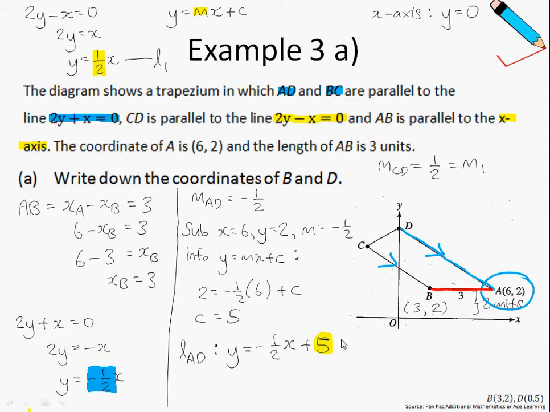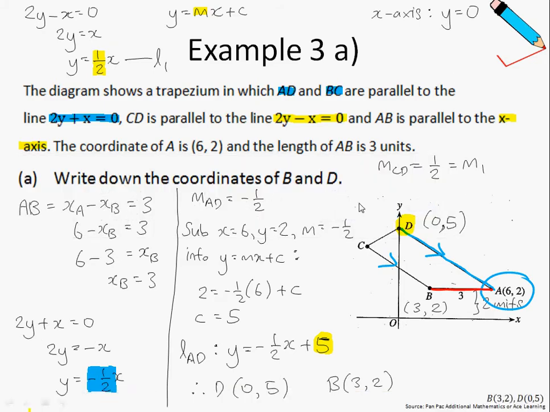From here I can identify my y-intercept to be positive 5. Take note that since D is the y-intercept, the coordinates of D is simply (0, 5), because the x-coordinate of any point along the y-axis is always 0. So our answer for D is (0, 5), and previously our answer for B is (3, 2). That's all for example 3a. I hope it wasn't too tough for you.